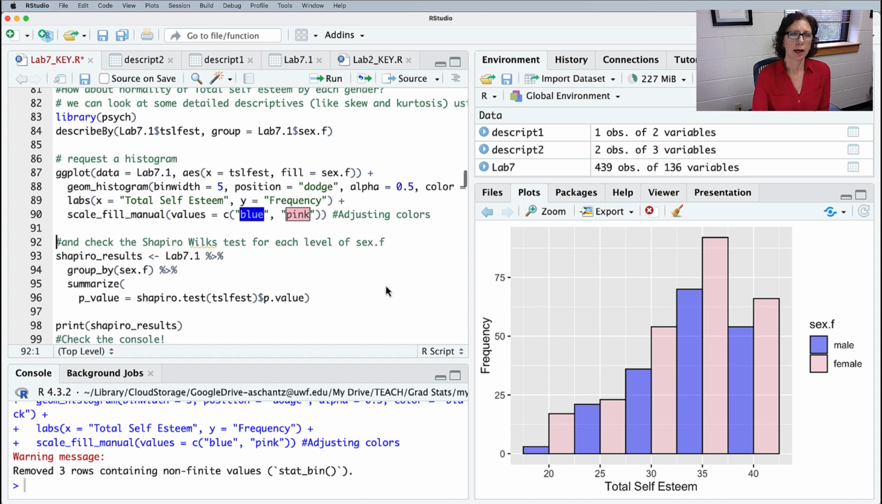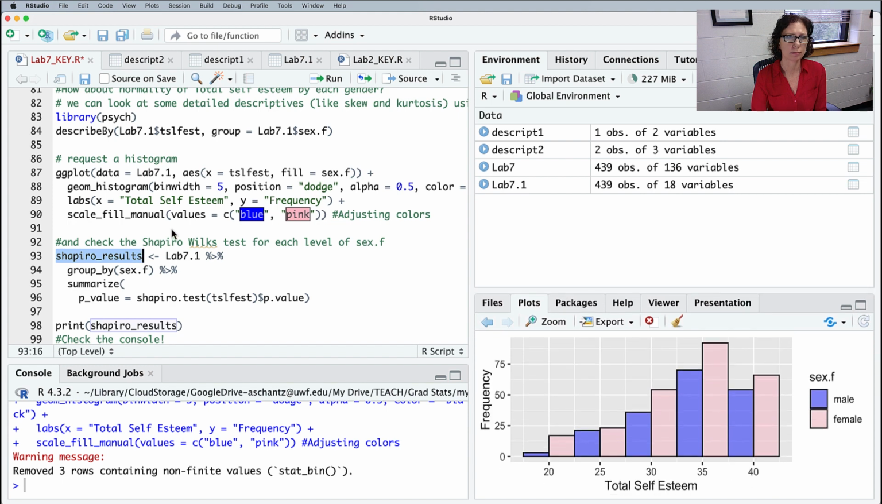So, and then of course, that's our visual inspection of the histogram by male and female for total self-esteem. But I also want to run Shapiro-Wilks normality test to see if either of the distributions for male or female are going to pass the Shapiro-Wilks test. So here we have, I'm just giving it that name, Shapiro results. You can name it whatever you want. Assigned by Lab 7.1, then group by sex, then summarize the p-value of the Shapiro test.